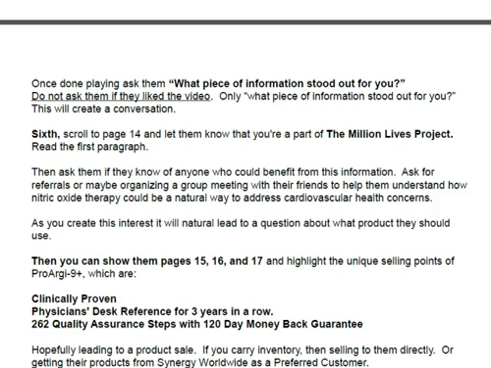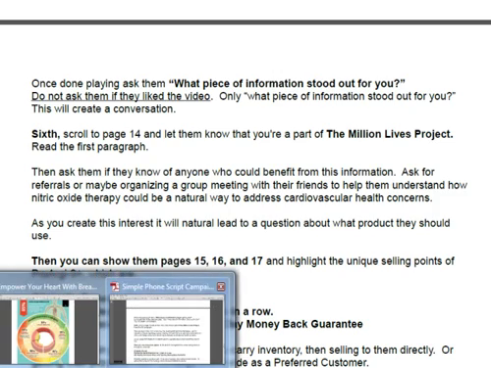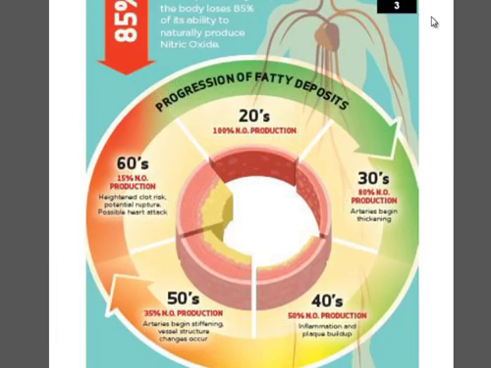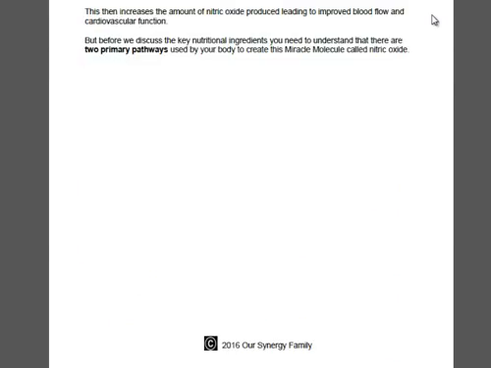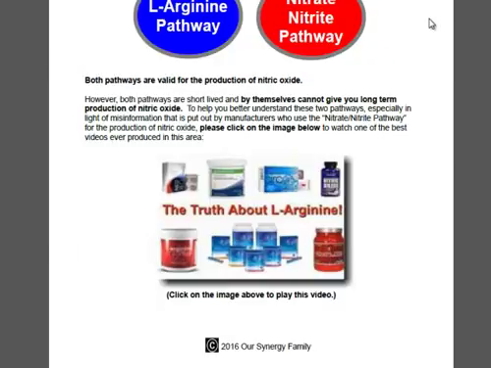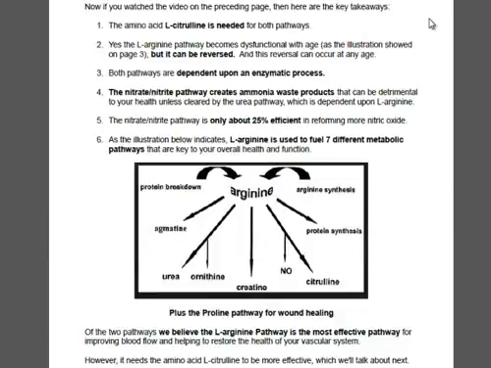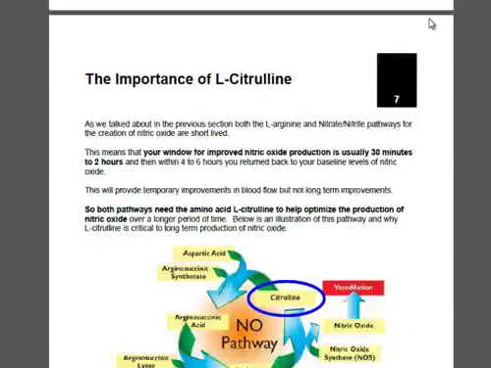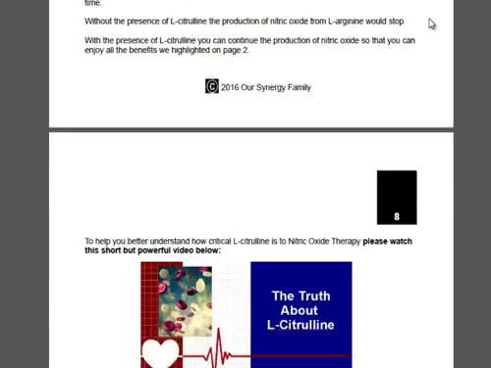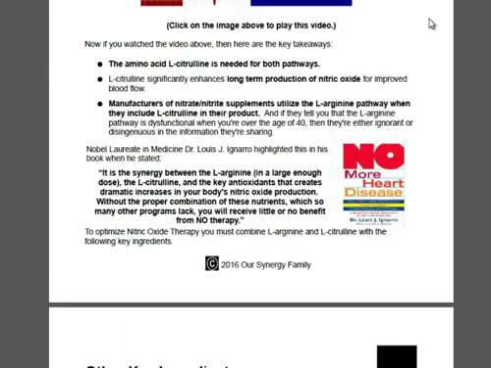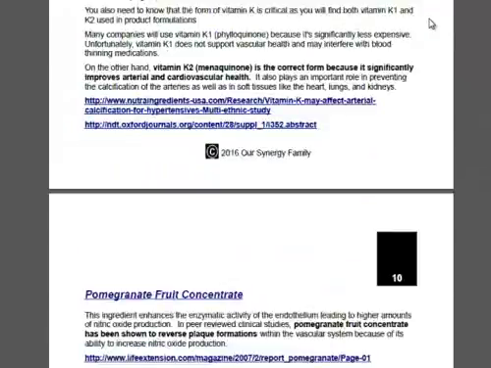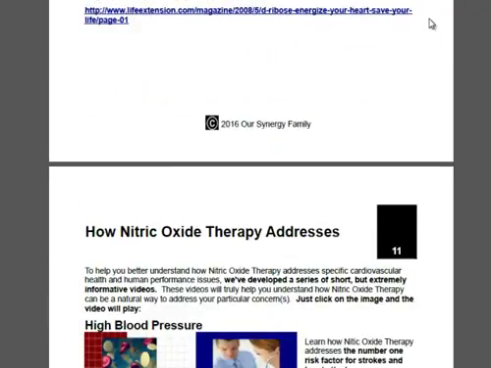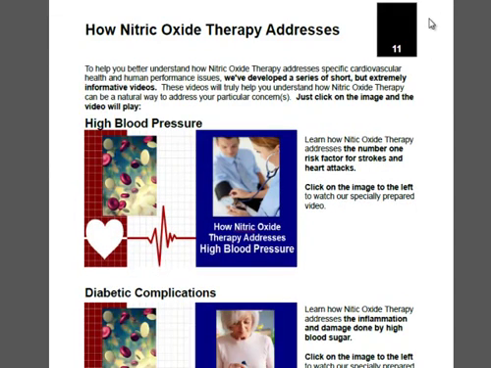So let's go back again to the Nitric Oxide Therapy ebook. I'm going to bypass page 4. I'm going to bypass page 6. I'm going to let them see that there's a lot to this ebook that you're not yet sharing with them, because you want to get to page 11, how nitric oxide therapy addresses. I want you, George, to understand how this nitric oxide therapy could address high blood pressure or diabetic complications.